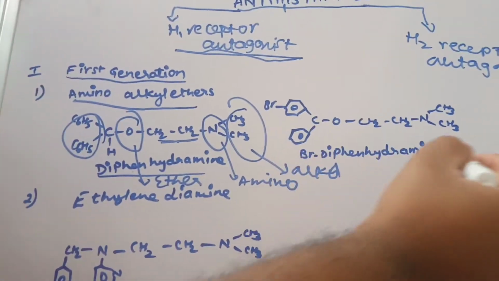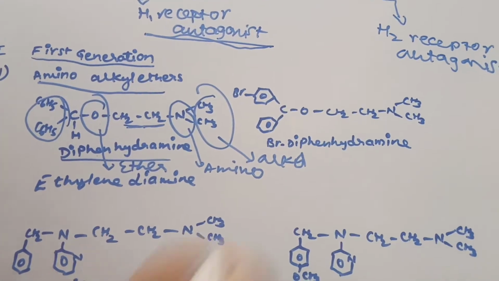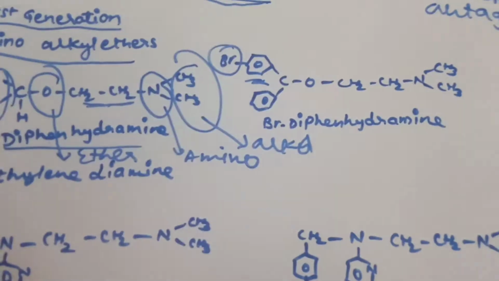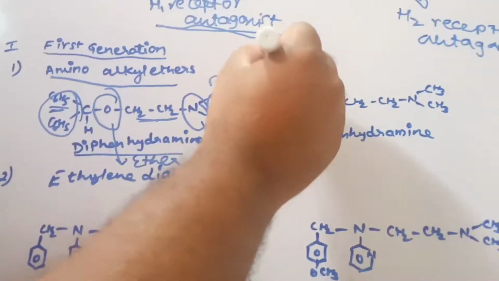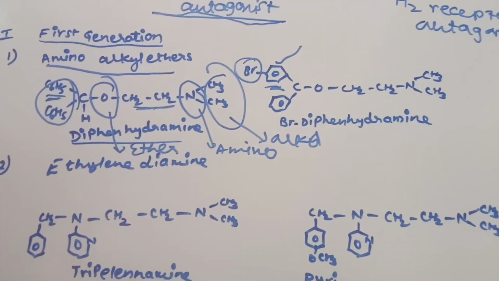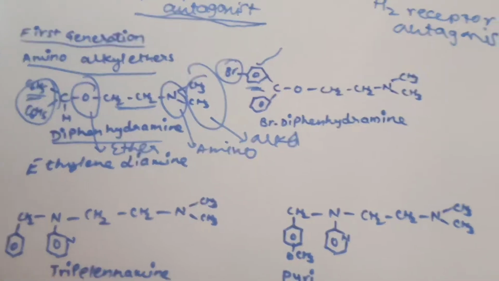Now bromodiphenhydramine is another example of an amino alkyl ether. The difference between diphenhydramine and bromodiphenhydramine is only a bromine group on this particular phenyl ring. There is no bromine group here, but here there is a bromine group. The rest of the structure remains the same. So the first class of drug is the amino alkyl ethers.